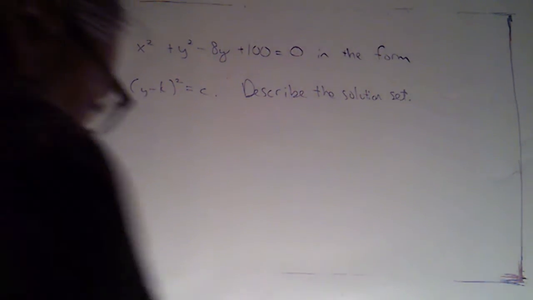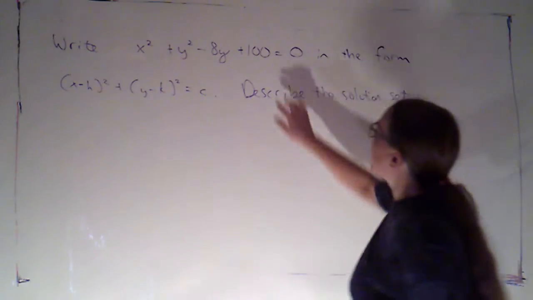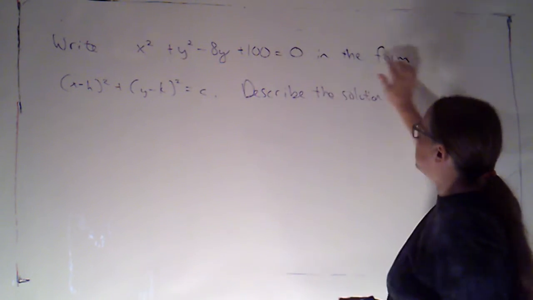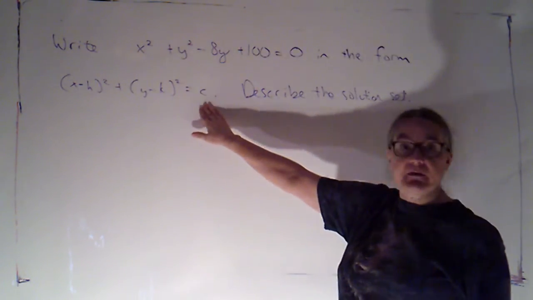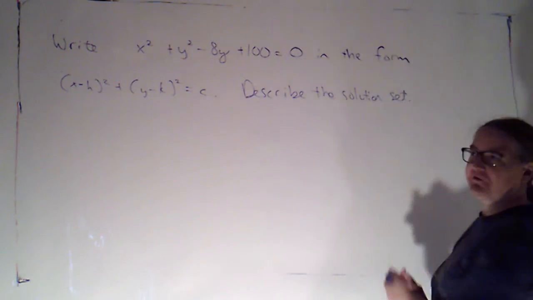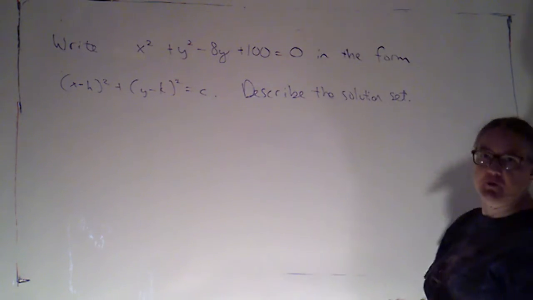I've got a problem up on the board for you folks to try. I'm giving you this equation and asking you to write it in the form (x minus h) squared plus (y minus k) squared equals c. And then I've just sort of paraphrased the directions: describe the solution set.